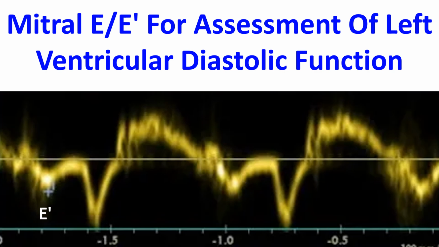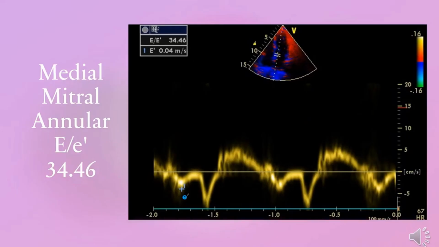E by E prime ratio is an important Doppler measurement useful in the assessment of left ventricular diastolic dysfunction. E prime measured from the medial mitral annulus by tissue Doppler is demonstrated here. Previously measured mitral E velocity is used to calculate the E by E prime ratio by the application.